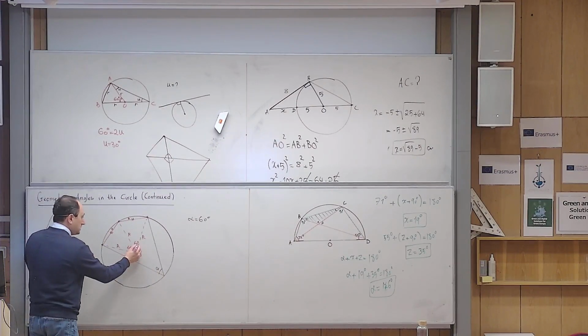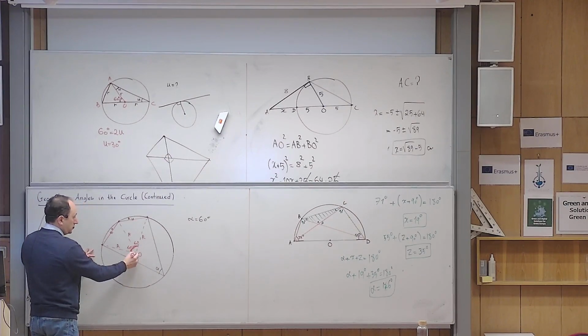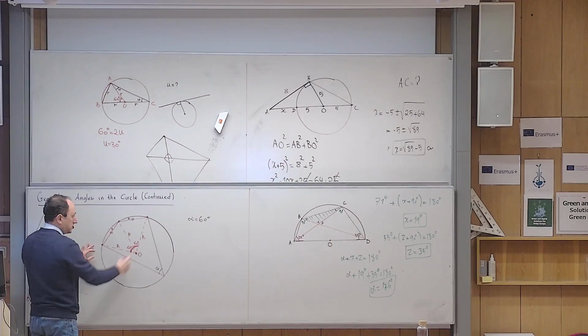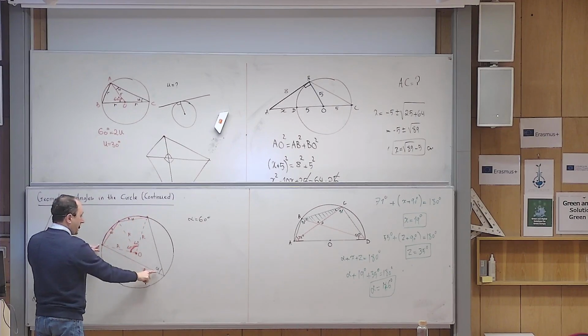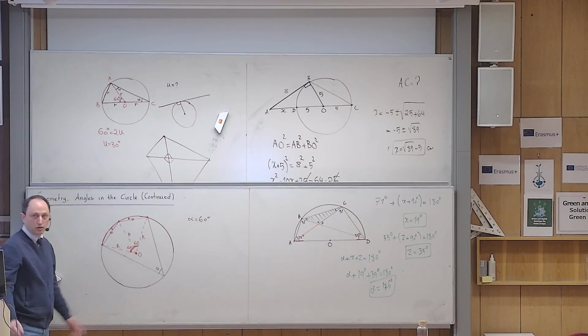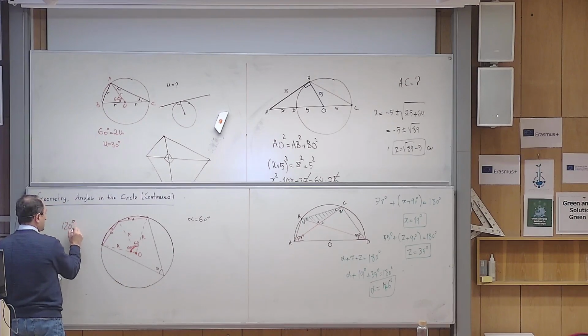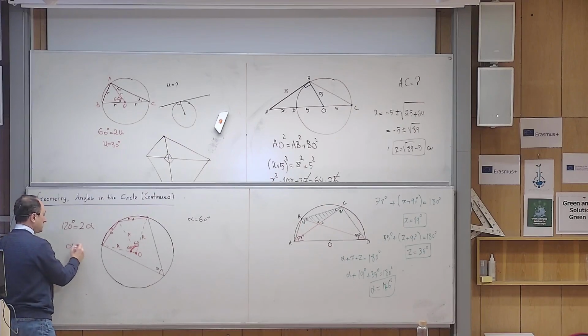Why? Because this big angle that you see here, what type of angle is this? Central, because the vertex is the center and the arms are radii. So that is a central angle, subtending which arc? Subtending this arc. But this alpha is what type of angle? Inscribed. But it is also subtending the same arc. So the size of the central angle should be 2 times the size of the inscribed angle. So the alpha is what?